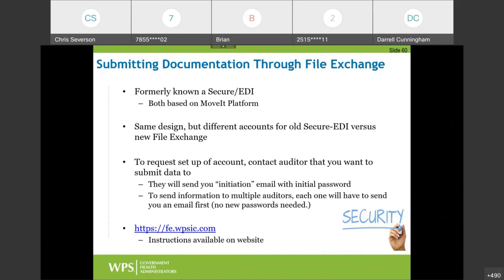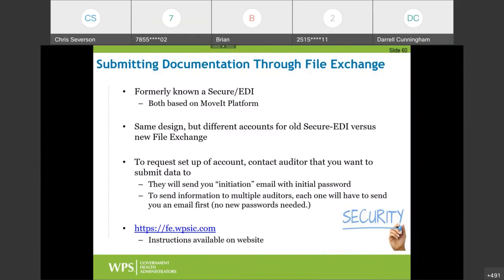Hopefully that stops it. But you'd think the mute all button would mute every single person, but apparently it does not. Back to file exchange here. So this was previously known as Secure EDI. You'll still hear some people refer to it as Secure EDI. It's based on what's called Move It. That's the vendor, that's the platform it's based on. The file exchange has the same design as the old Secure EDI. The only difference is now you have a new account for it.